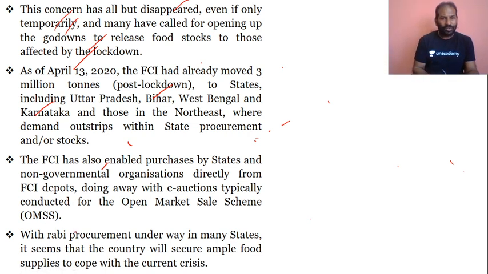And the Rabi procurement is underway in many states. It seems that the country will secure ample food now, because recently we also had a very good harvest. Okay, very good.